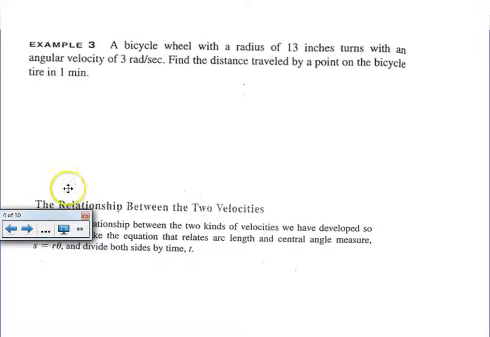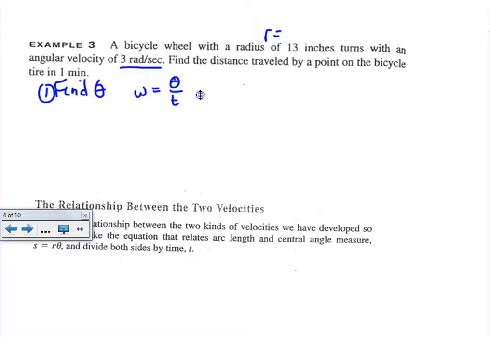So the next example is a bicycle wheel with a radius of 13 inches, so that's our radius, and it turns with an angular velocity of 3 radians per second. Find the distance traveled by a point on the bicycle tire in 1 minute. Well, the first thing we need to do is figure out the central angle. I'm going to do that by looking at my formula. Omega equals radians divided by time. So the angular velocity is 3, so I'm going to put a 3 here. I don't know my central angle, and the time is 1 minute.